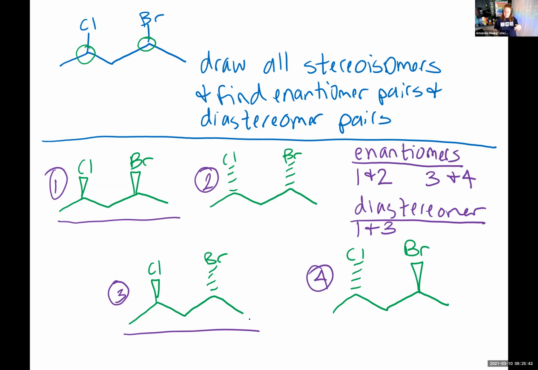We could do the same comparison with 1 and 4, but now it's flipped. The bromines are the same and the chlorines are opposite. What other pair are going to be diastereomers? 2 and 3, perfect. So on that one, our bromines are the same. Our chlorines are opposite. What else? 2 and 4. So 2 and 4, bromines are opposite.